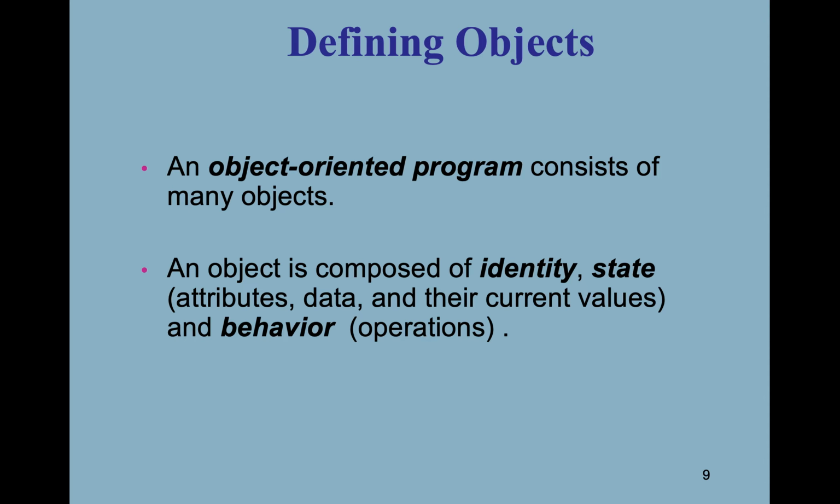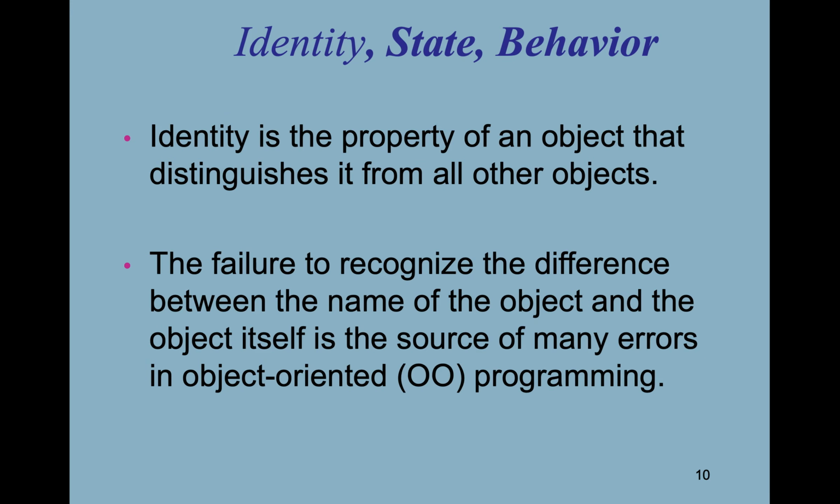The states are the attributes or the data that belongs to the current object, and the behaviors are the operations or the methods. Those are the three sections of the box that you're filling in when you create a class diagram. So the identity of the object distinguishes it from other objects.